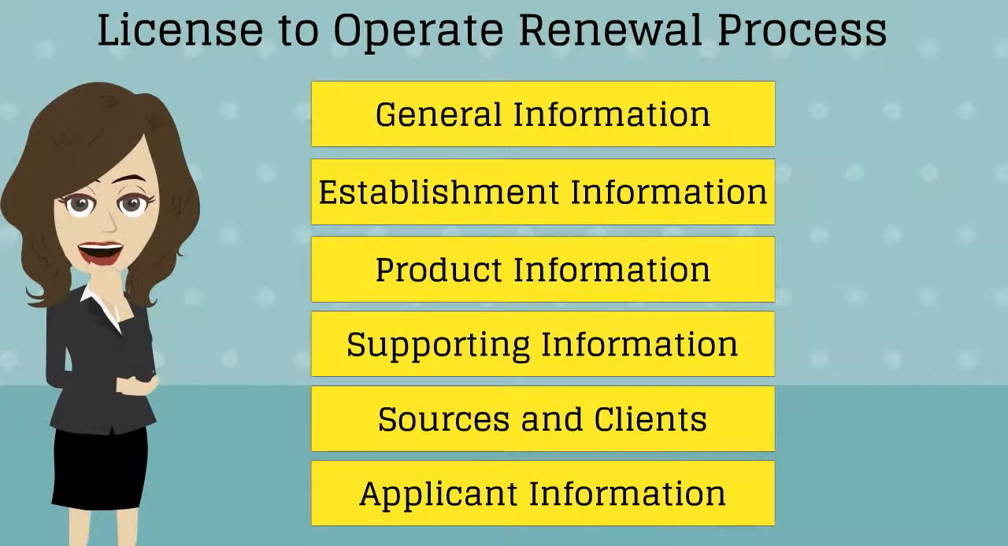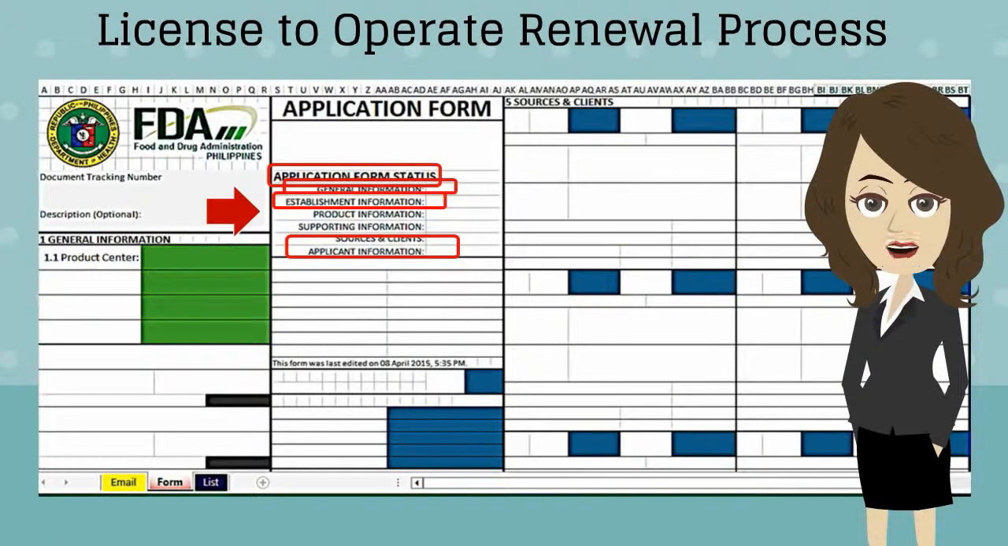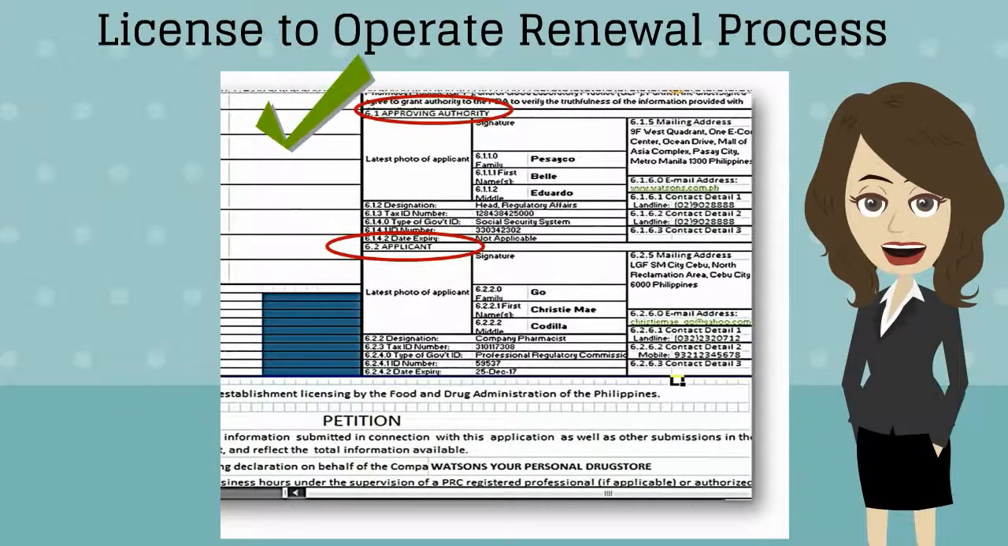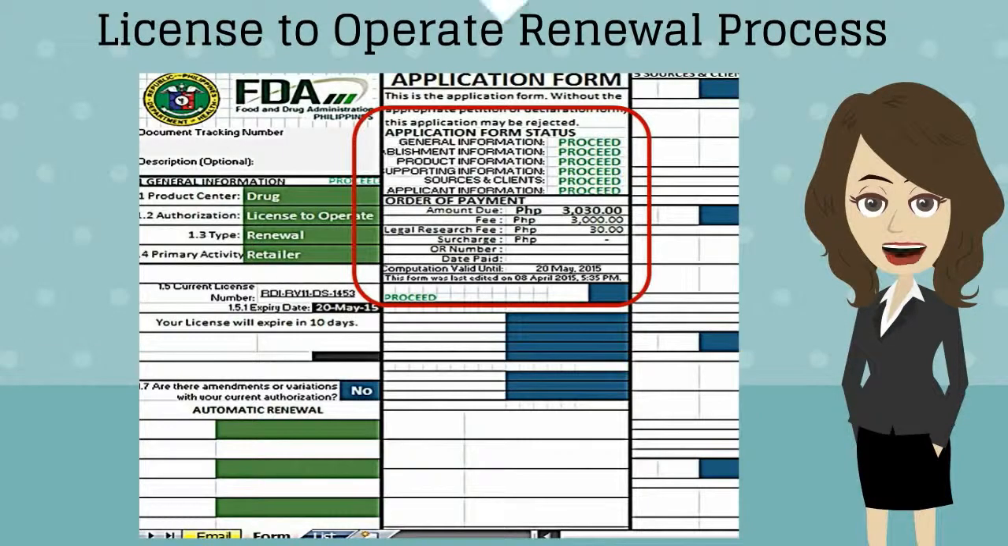For the form worksheet, it has 6 parts: general information, establishment information, product information, supporting information, sources and clients, and applicant information. Step 3 is to fill up the application information under the following: 1. General information, 2. Establishment information, and 3. Applicant information. Next is to fill up the approving authority under the application information. After all the items have been correctly filled up, a proceed status will appear. Hence, if all parts of the information are appropriately filled up, the word proceed in green font will appear automatically. Thus, other required fields will subsequently appear.